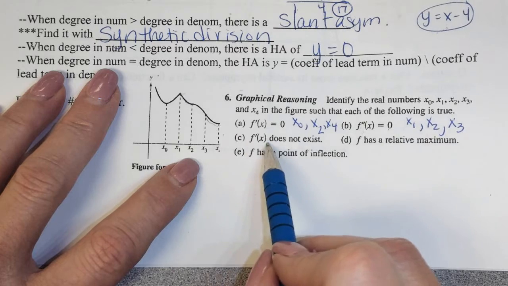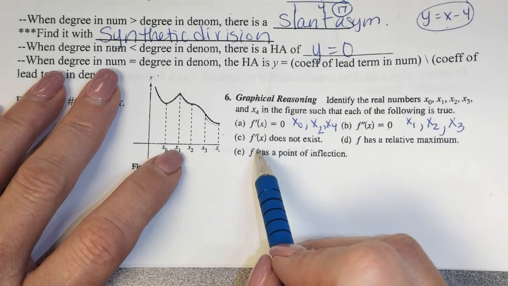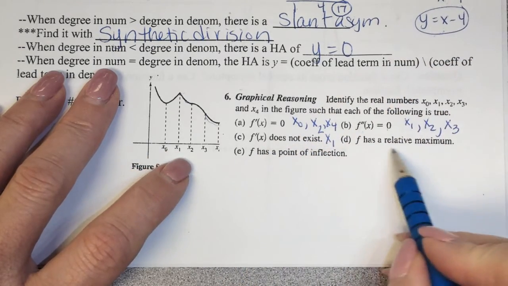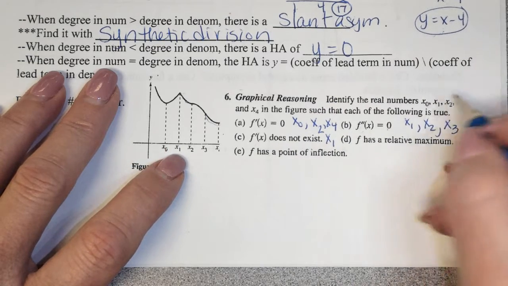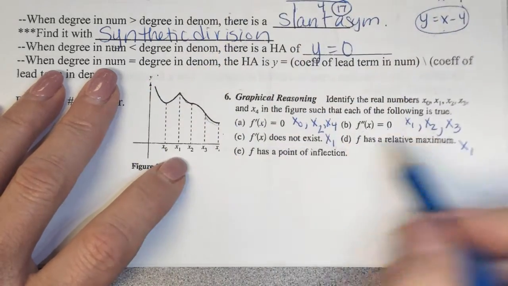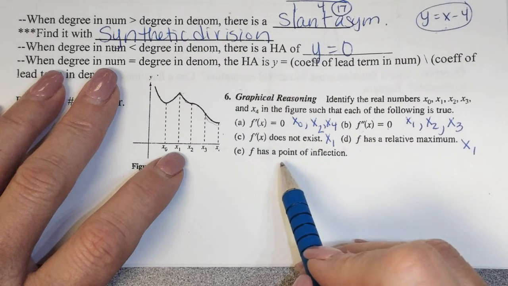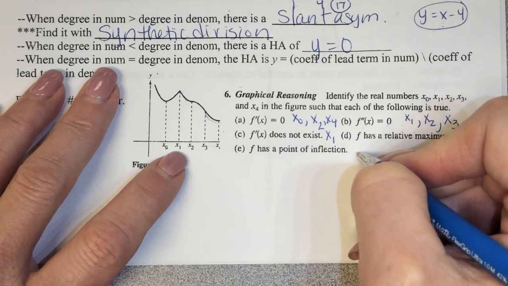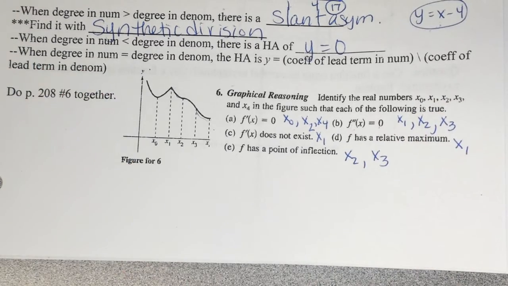All right, f prime does not exist. Where does f prime not exist? One spot. What is it? X sub 1. Good. F has a relative maximum. Again, only one of these. What is it? X sub 1. We don't know about, well, we're not even given an x value there. F has a point of inflection. We actually are going to have two of these. Do you guys know what the two are? X sub 2 and x sub 3. Very good. All right.